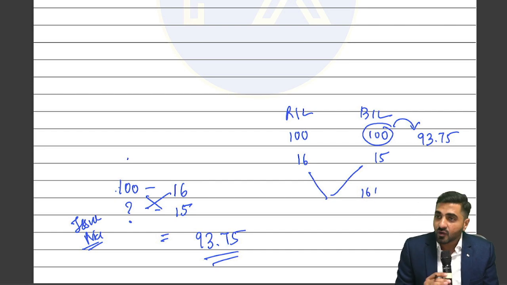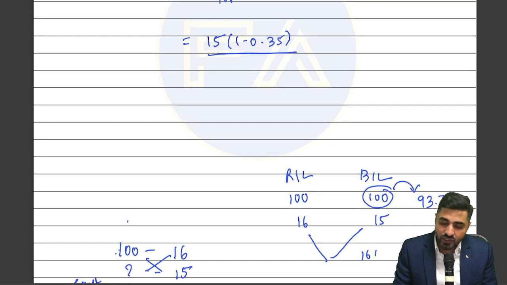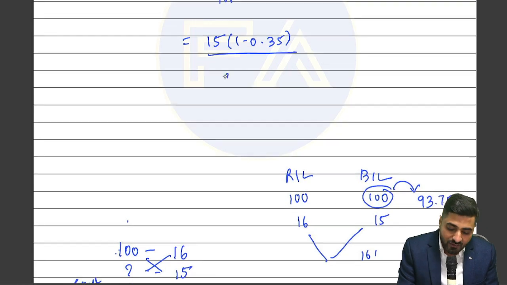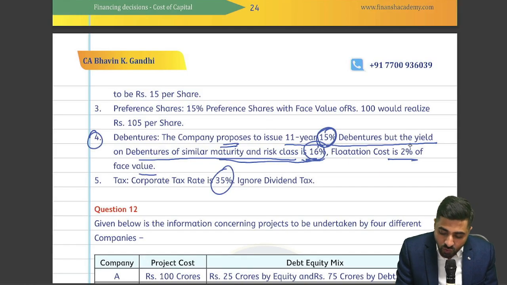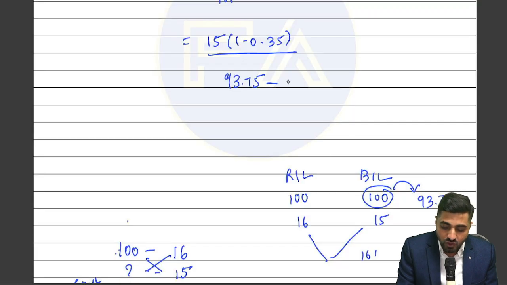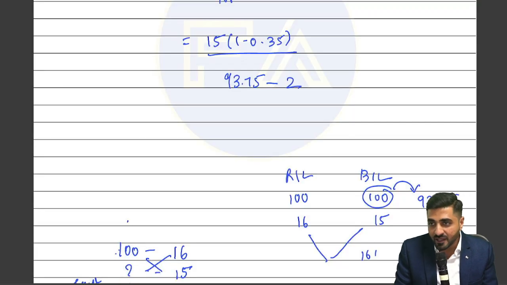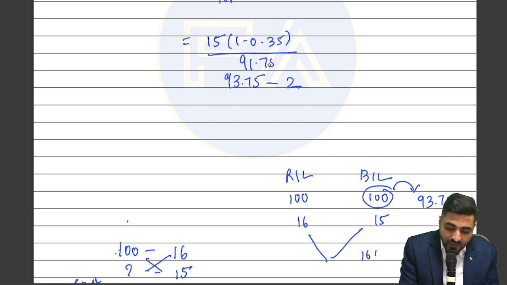That is why when such kind of data is given to you, we do it this way. We are getting 93.75, but there is a 2% flotation cost on face value. 2 rupees is the flotation cost. Net proceeds will be, that's how I'll be getting.